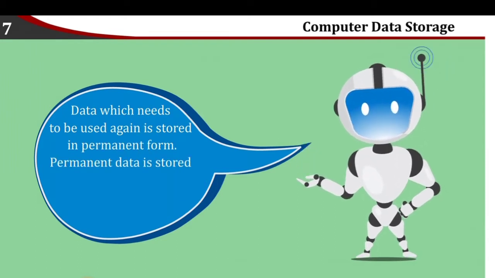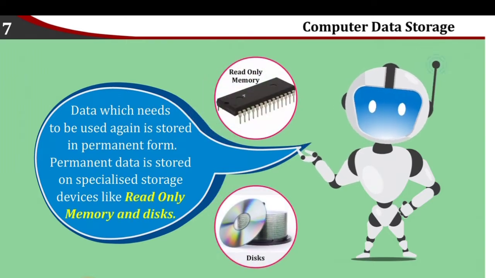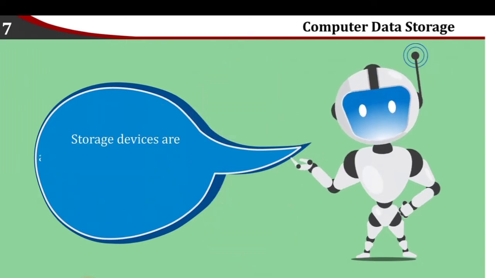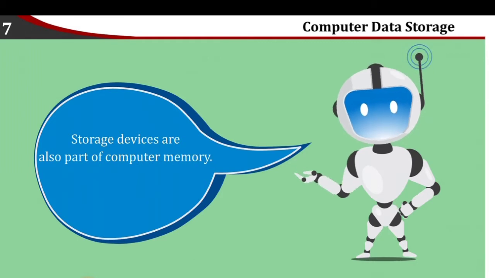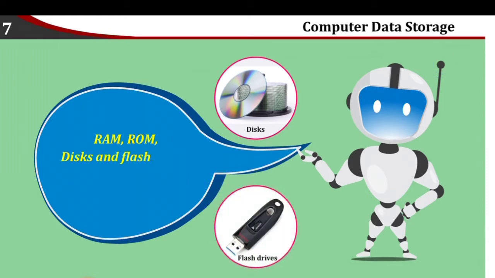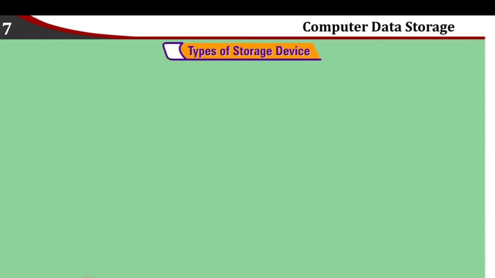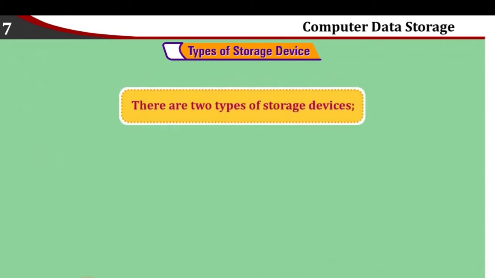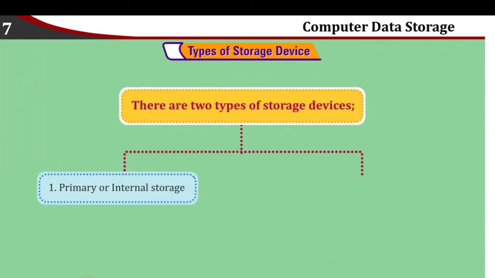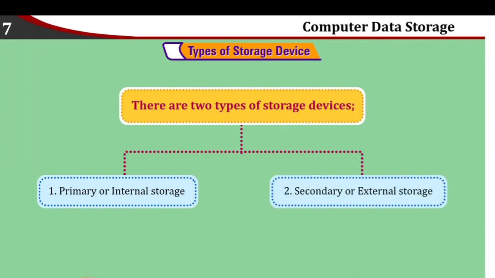Permanent data is stored on specialized storage devices like read-only memory and disks. Storage devices are also part of computer memory. Examples: RAM, ROM, disks, and flash drives or pen drives, etc. Types of storage devices. There are two types of storage devices: primary or internal storage, and secondary or external storage.